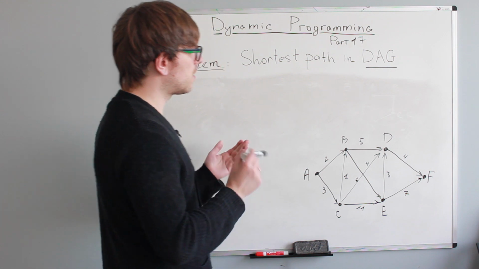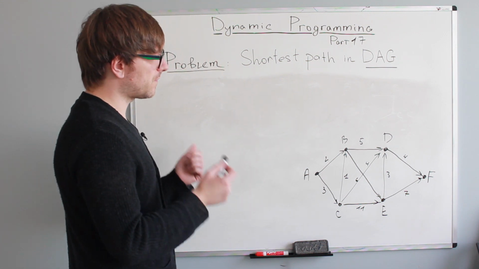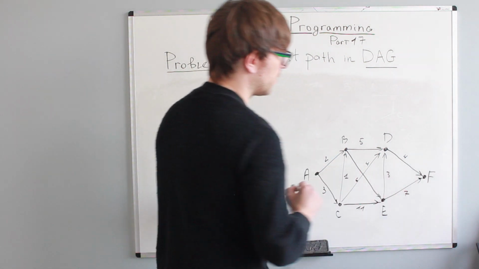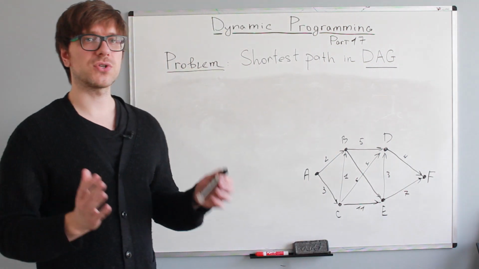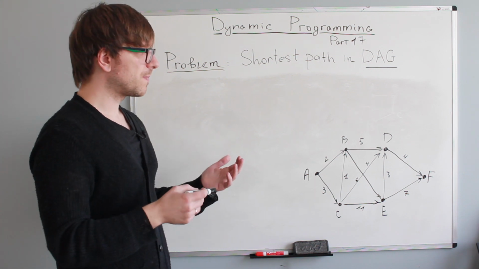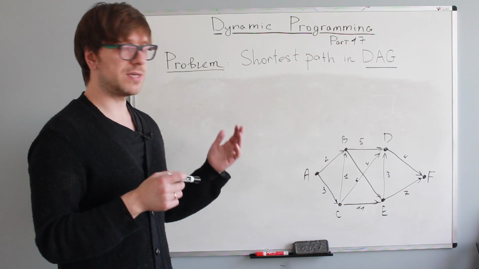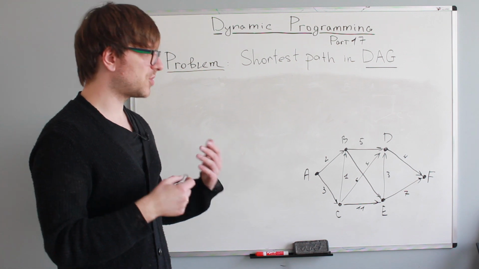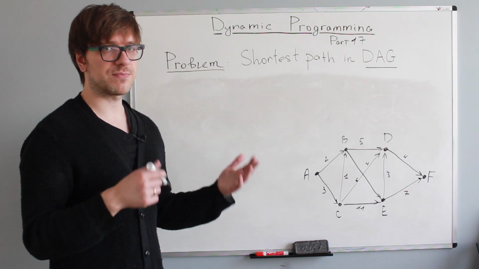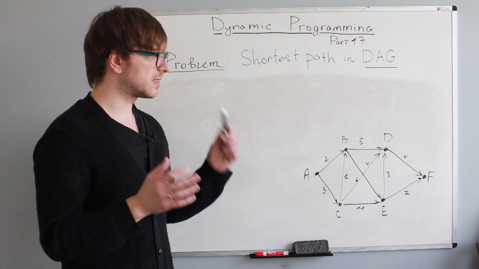Now, what's the goal here? So the goal here is to find the shortest path from A to F, okay? So how are we going to solve this problem? Well, we have a framework, right? We usually, first we try to define the objective function, then we specify base cases, then we assume that the problem is already solved and stuff like that.